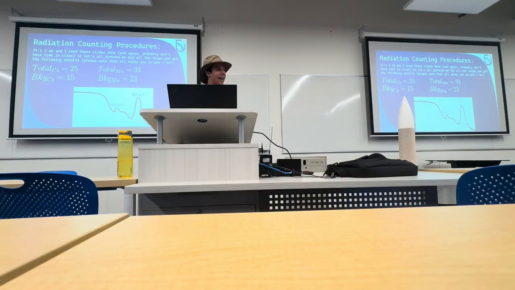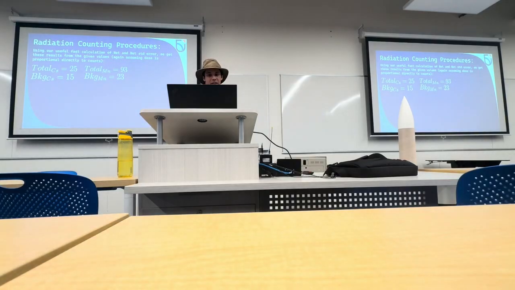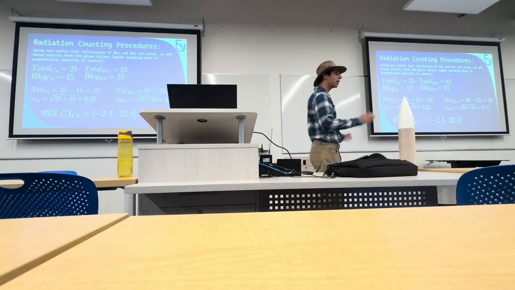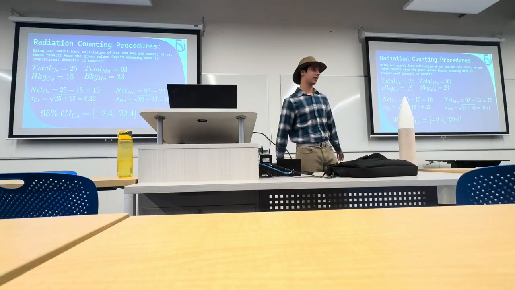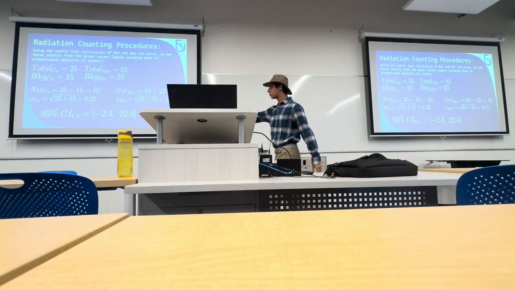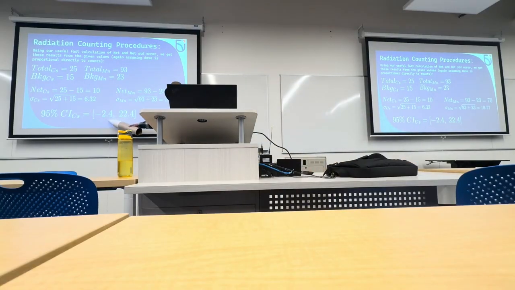This is the peak, I guess. So let's see. Do we have our conditions met? Using our useful fast calculations, sigma net is our reading plus our background. We can get this, and we can find our sigma. And we find that our 95% confidence interval of cesium falls within the limit. In fact, it is negative 2.4 to 22.4. We're good. No detectable amount at 95% confidence.